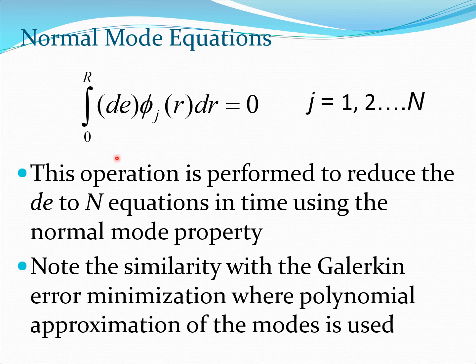Now, this process is very similar to the Galerkin process where the error in the differential equation was minimized. That's exactly what we are doing here. And the property phi r, or phi j, is now being used, rather than the polynomial approximation of the modes y r, which was used in the Galerkin method. So there is a basic use of the Galerkin type of thinking in this particular approximation.